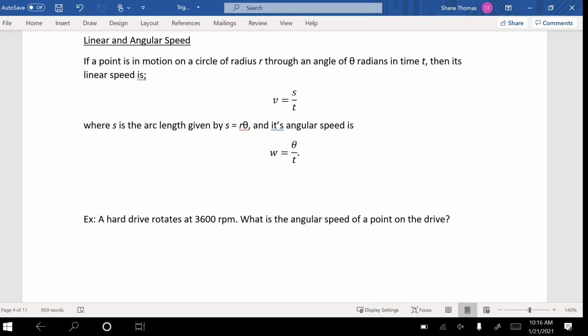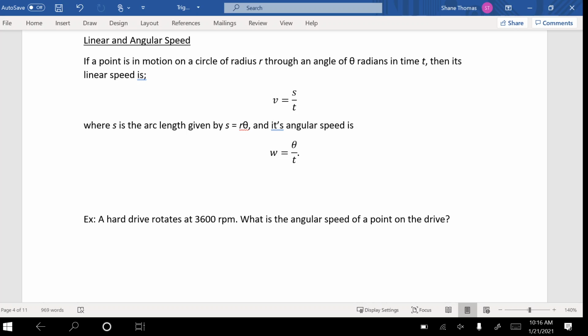All right, so we look at the bottom. A hard drive rotates at 3,600 RPM. What's the angular speed of a point on the drive? Okay, so the first thing we've got to do is find our... I can't read my own writing. If we're looking for the angular speed, we essentially want to use this almost like a conversion rate, for lack of a better way to put it.